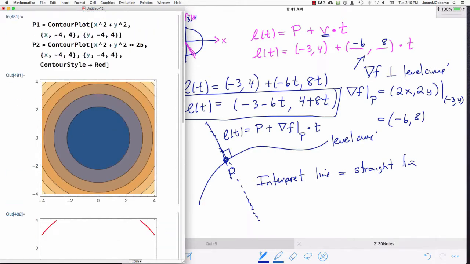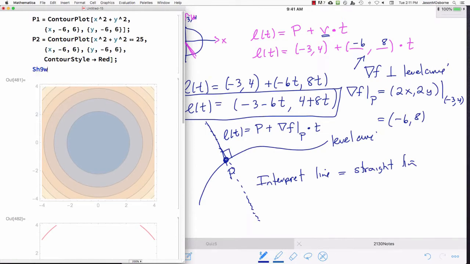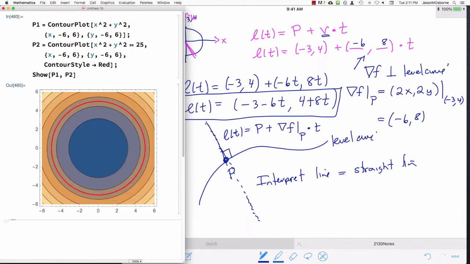I need to zoom out a little bit more on this. I forgot what our point was, -3, 4. So we need to zoom out a bit. Okay, change the plot window. And let's put these two plots together into a single one, and we'll see how we're doing with our answer. Okay, show plot 1 and plot 2. Okay, and there's our contour.